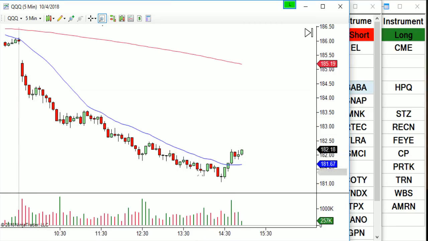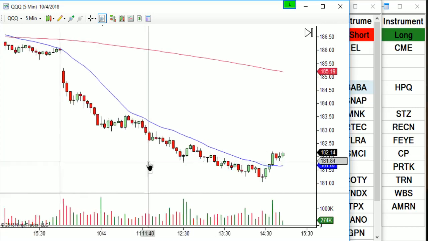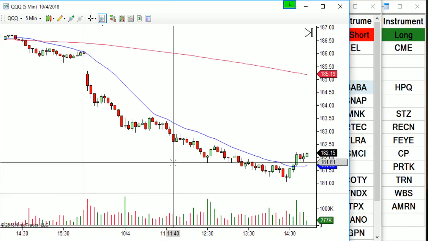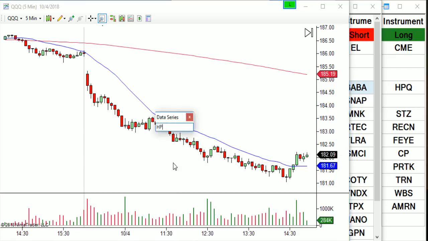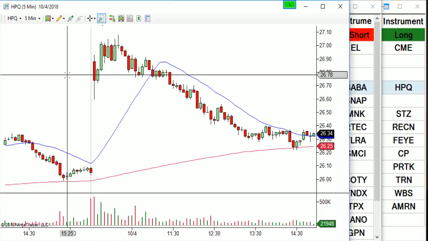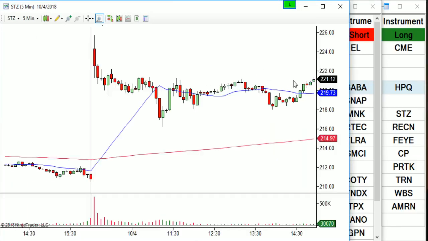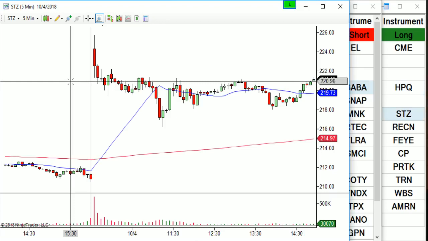But during this downtrend in the market, I don't play anything long, personally. I don't play anything long. Most of the long setups that we saw today really didn't follow through. We had some pretty good gap ups today. HPQ was an okay gap up. STZ was an okay gap up today. Ended up getting sold right at the open.